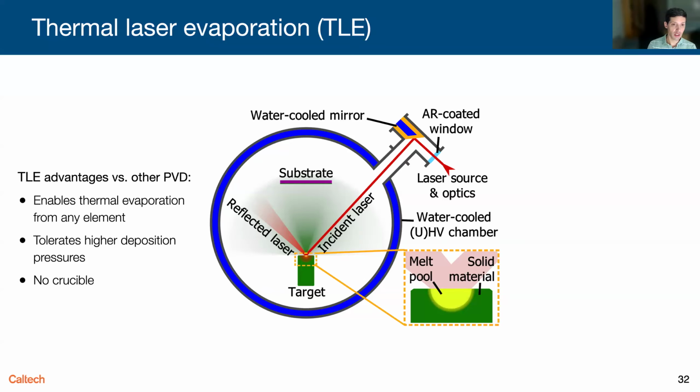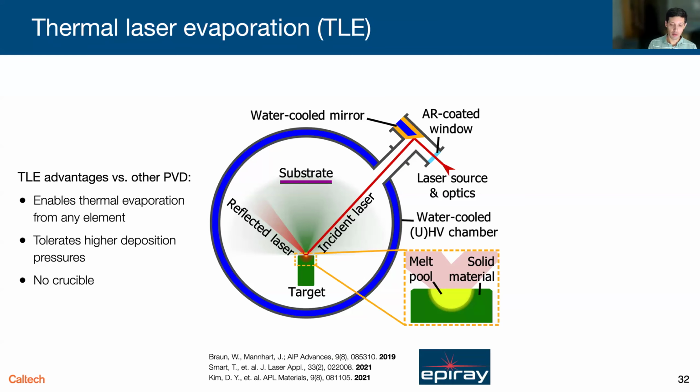So there's a lot of advantages for TLE versus the other techniques I showed. In particular, you can evaporate essentially any element, and this has been demonstrated. You can deposit at higher deposition pressures because the laser light is only weakly interacting with any background gas in your chamber. And very importantly, there's no crucible needed because the material itself is its own crucible. And that's really enabled by the ability to focus light much more easily than electron beams.